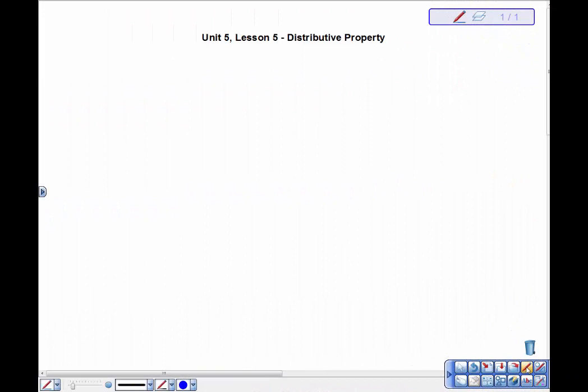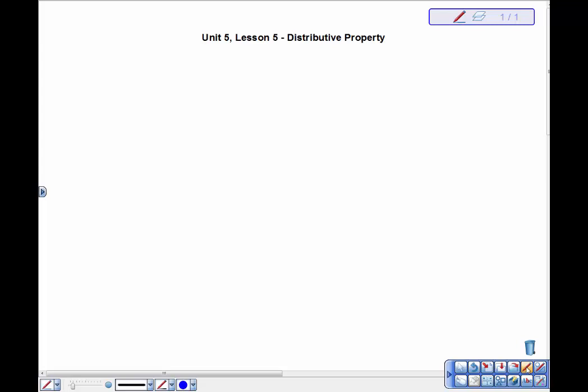Hey guys, today we're going to cover Unit 5, Lesson 5, which takes a look at the distributive property. Now the distributive property is basically a fancy way of saying something that you are going to be working on as you get a little bit older and you start moving into pre-algebra and algebra. So we're going to focus on the very basic distributive property for today, the 5th grade baby version of it.